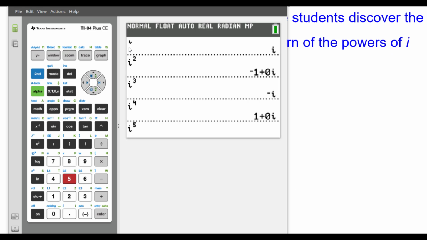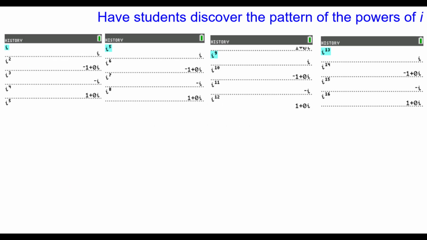And one of my favorite calculator discovery exercises is having students discover the pattern for the powers of i. Here I've had the calculator calculate the powers of i from i to the first to here i to the fifth, and then from i to the fifth to i to the eighth, i to the ninth to i to the 12th, and so on. But I would prefer that my students wrote it in simplified form so that they can see the powers of i pattern.